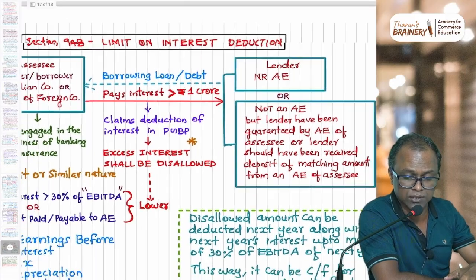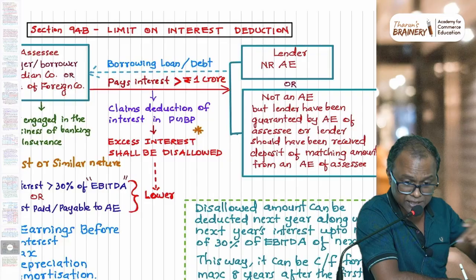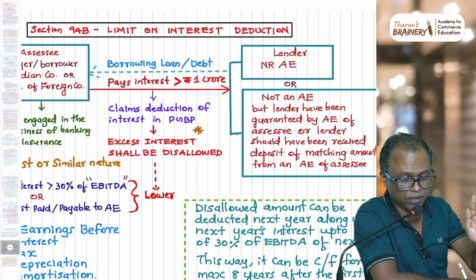So this provision is not applicable in other cases. This deemed AE concept is applicable only in 94B. This particular deemed AE is applicable only in 94B.